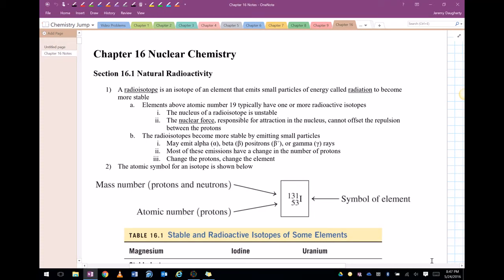Chapter 16, Nuclear Chemistry, Section 16.1, Natural Radioactivity.